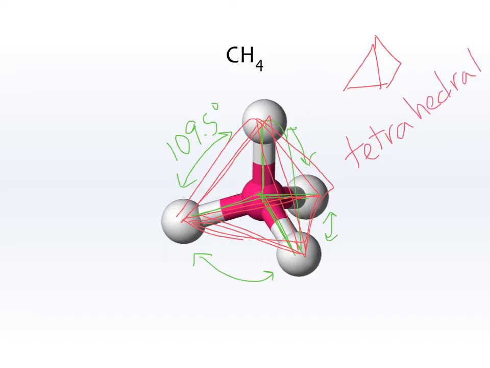You can remember tetrahedral. The prefix tetra means 4. Just like in Tetris, your big score is when you get the 4 lines in a row. And here we've got 4 atoms. 1, 2, 3, 4. Tetrahedral.